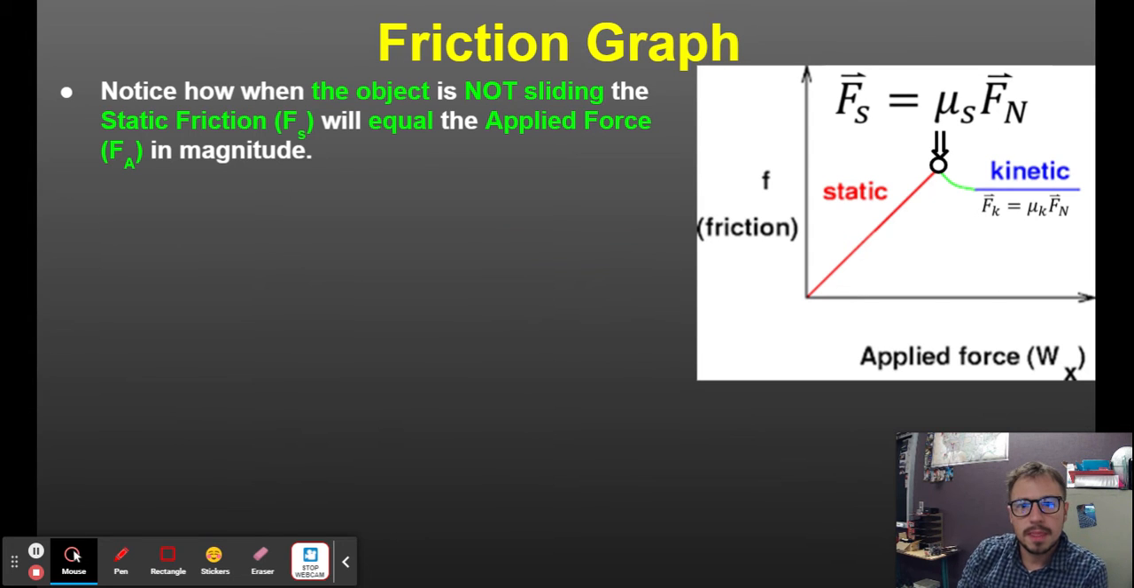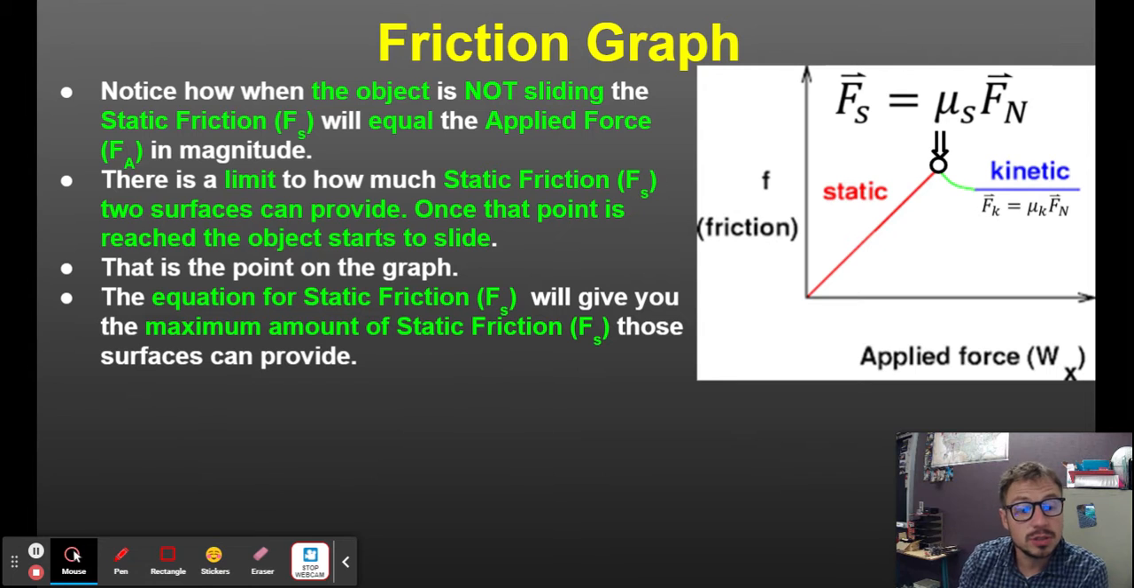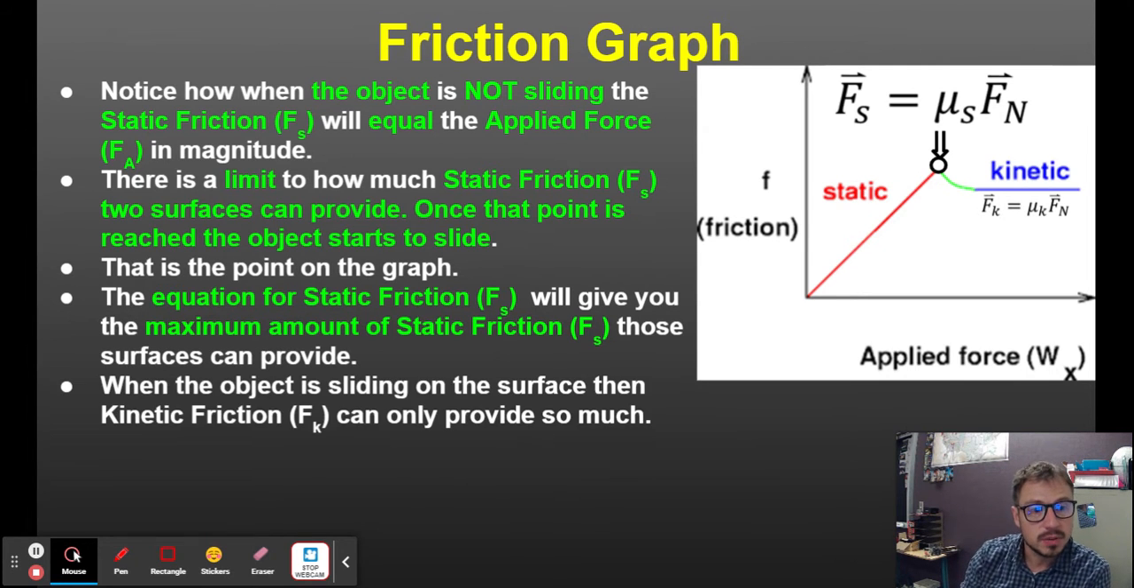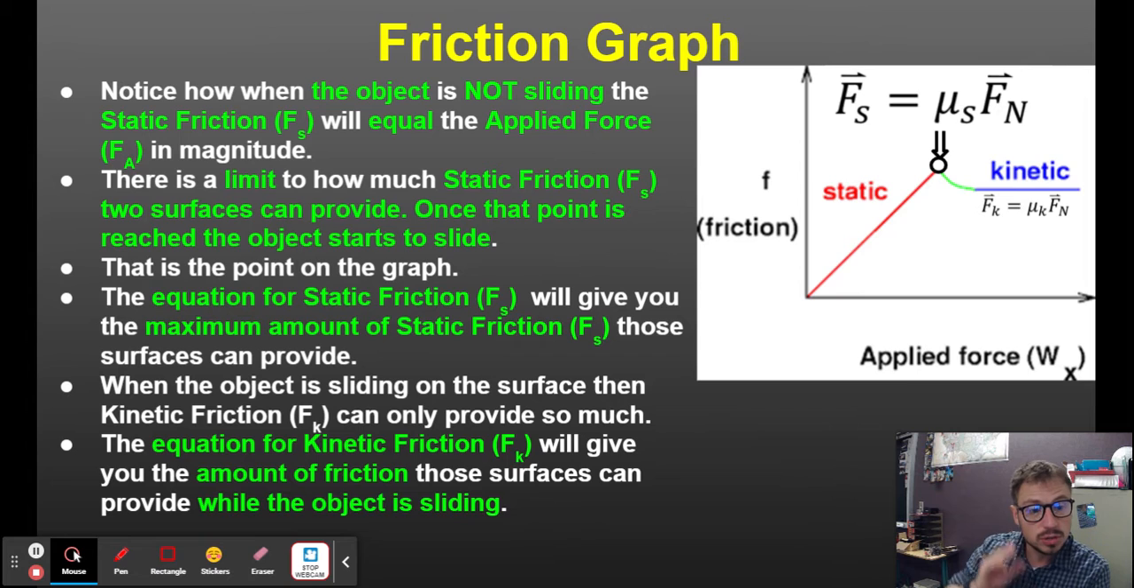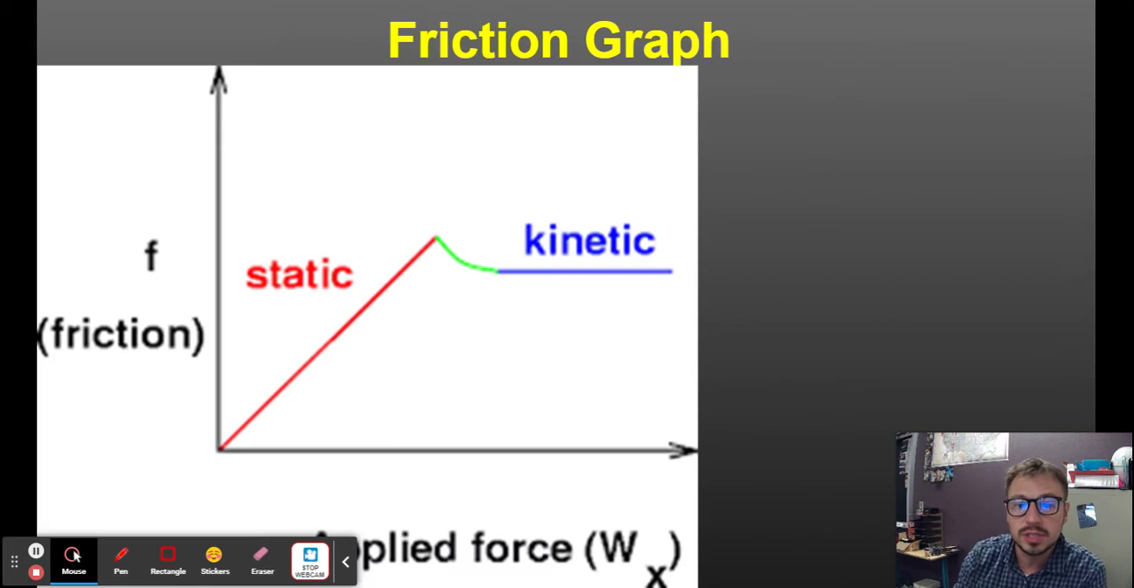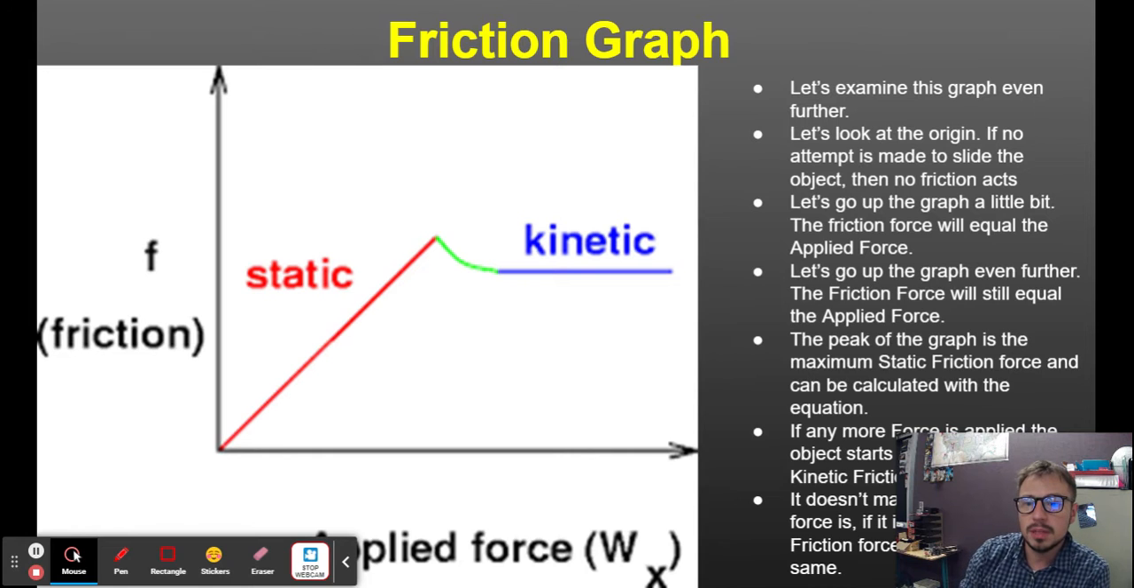On a graph, notice how when the objects are not sliding, the static friction will equal the applied force. There's only a limited amount of friction that two surfaces can provide. That is what that equation gives you. Once those surfaces are sliding, kinetic friction is going to be the same no matter what the applied force is.